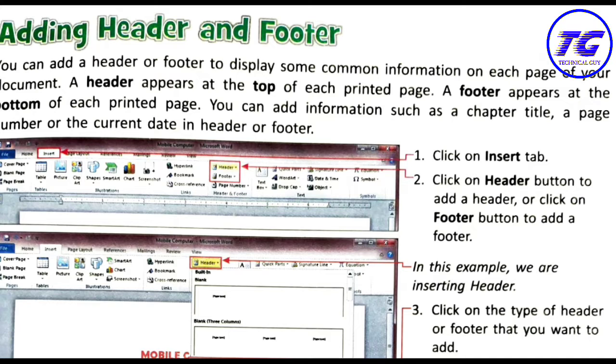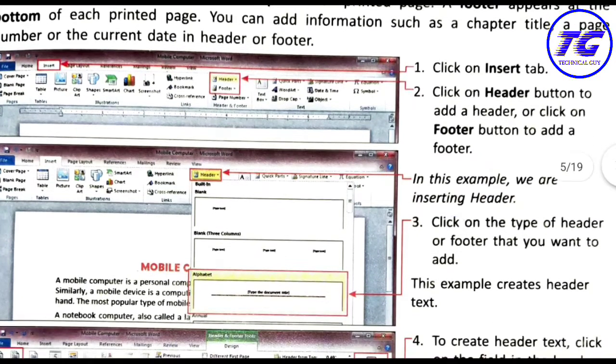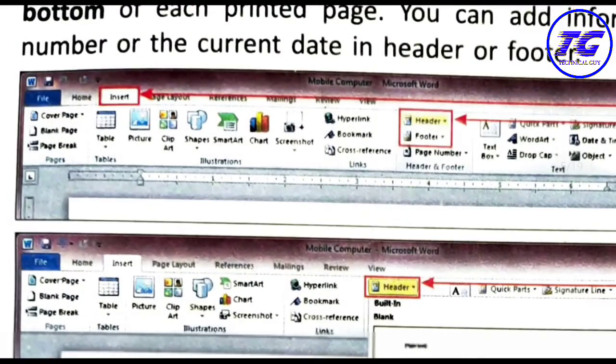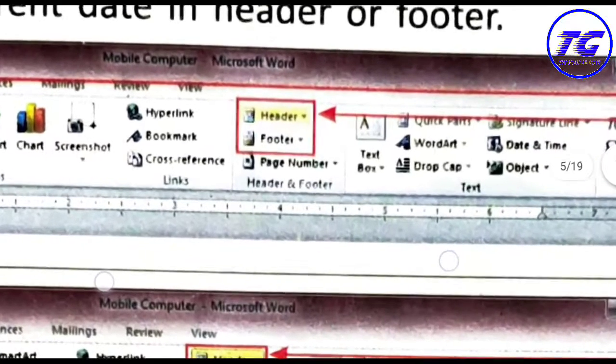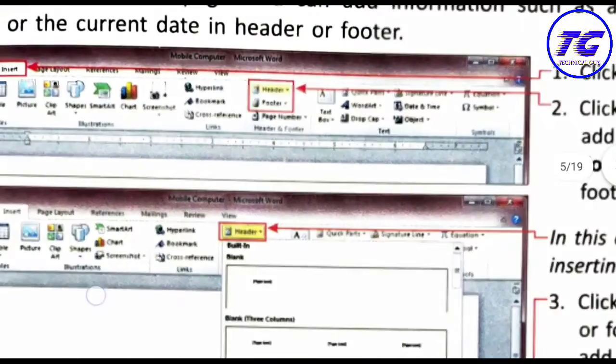Header will display the information on the top of each page, whereas the footer will display the information on the bottom of each page. So header is used to type the headings for every page, whereas footer is used for printing the page number etc. at the bottom of every page. The header and footer option is available in the Insert tab. So click on the Insert tab. Here you have the header and footer buttons. Click on the header button if you want a header in the document, and click on the footer button if you want a footer in your document.